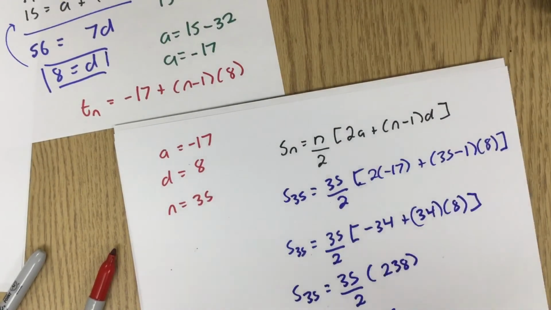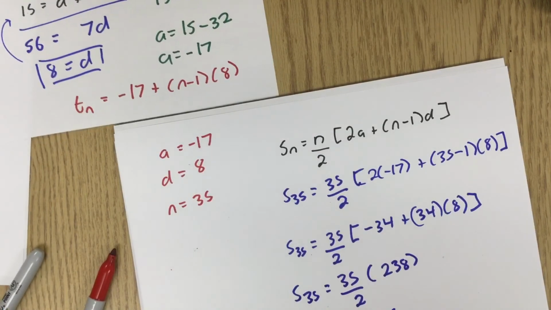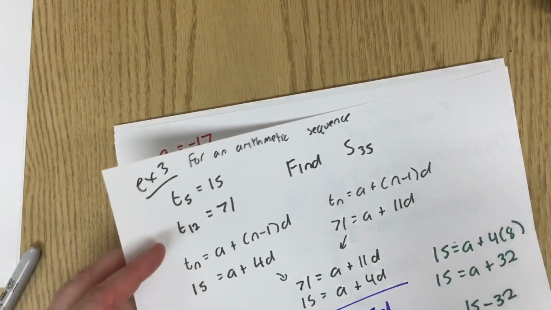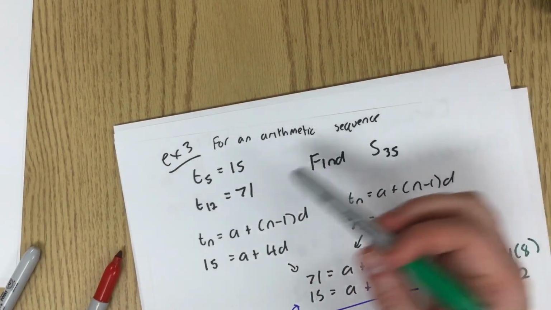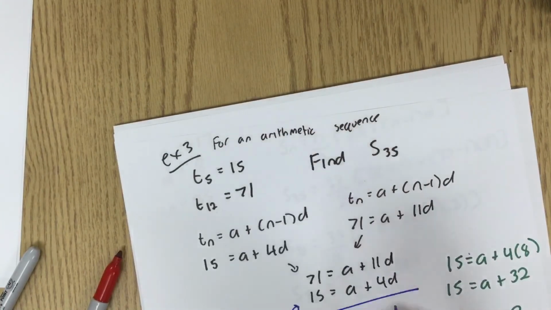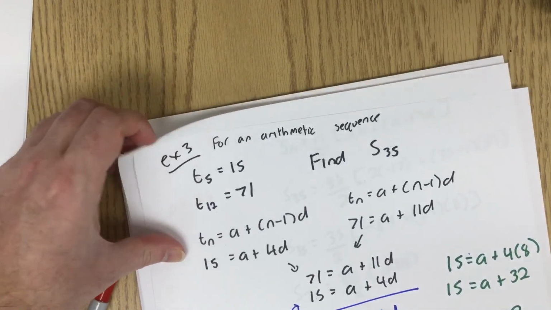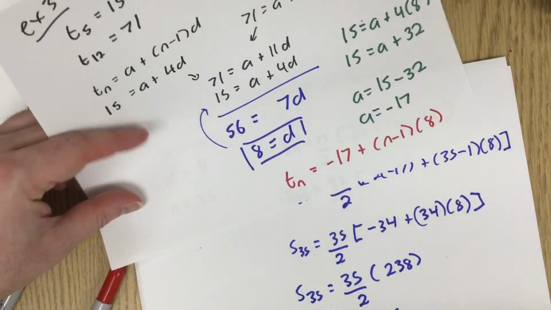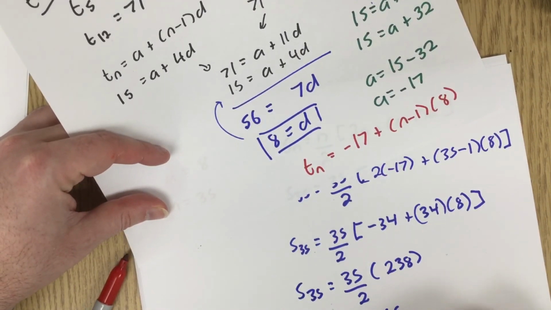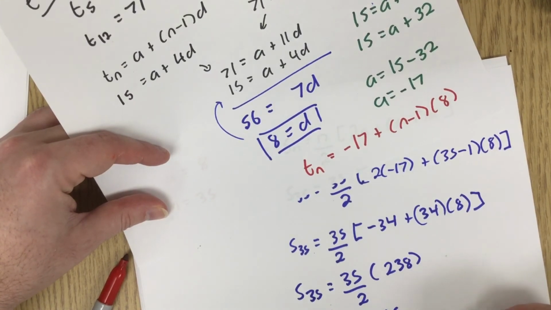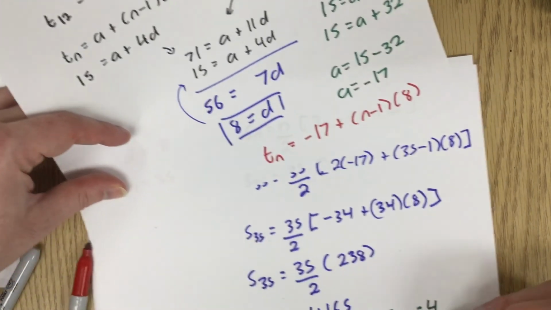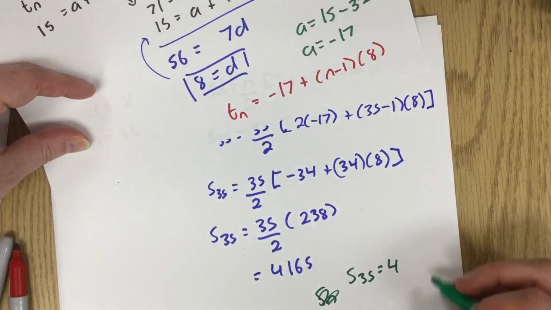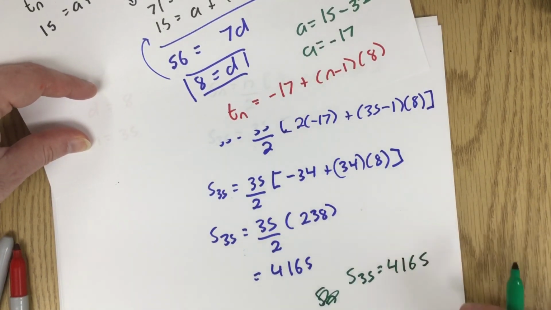And so therefore, in a given arithmetic sequence where the fifth term is 15 and the 12th term is 71, the sum of the first 35 terms is going to be 4,165.